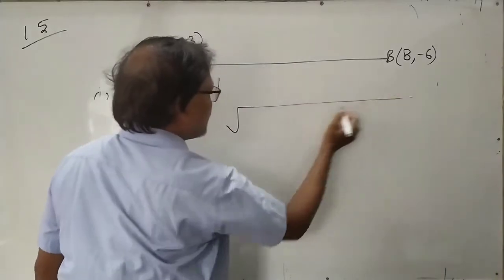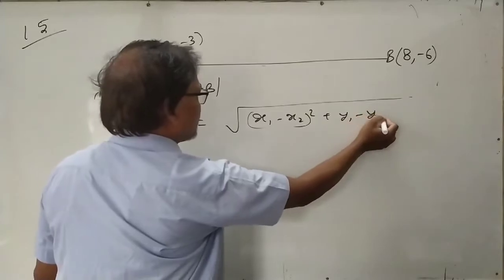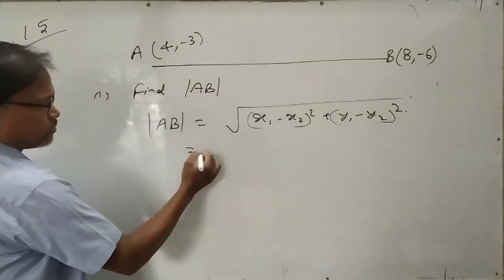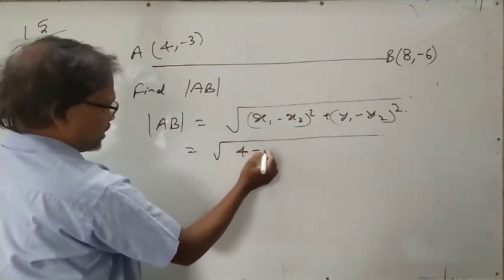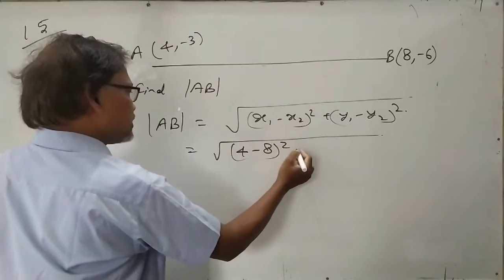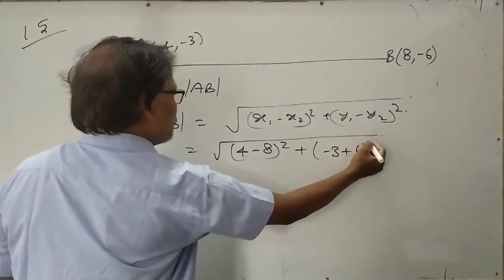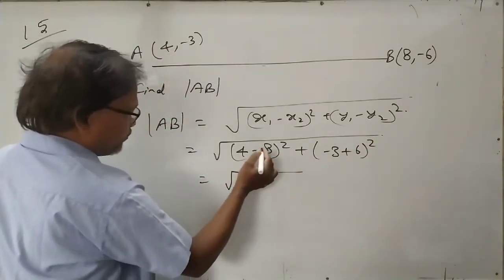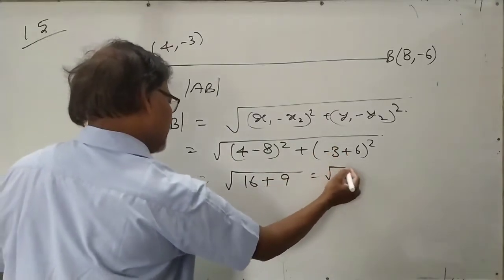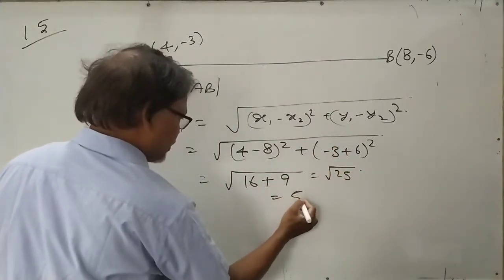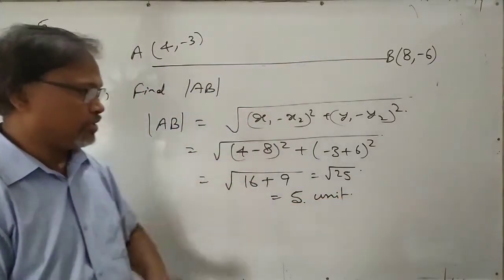Is equal to root of x1 minus x2 whole square plus y1 minus y2 whole square. ये class 9 में. x1 means 4 minus x2 means 8 whole square, plus y1 means minus 3 minus minus 6 whole square. It will be 16 and 9. So it will be 25, means 5. This is the length of this line AB, 5 units.